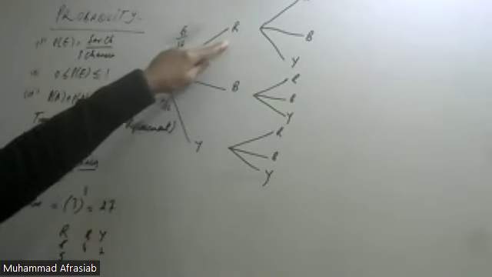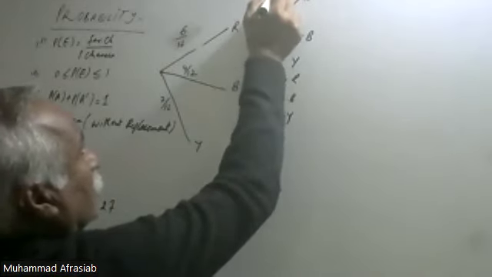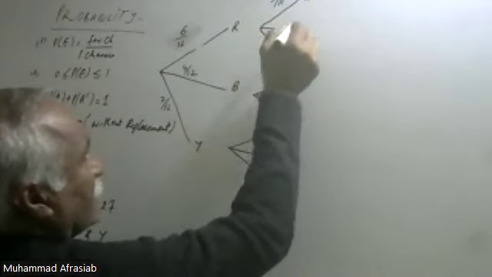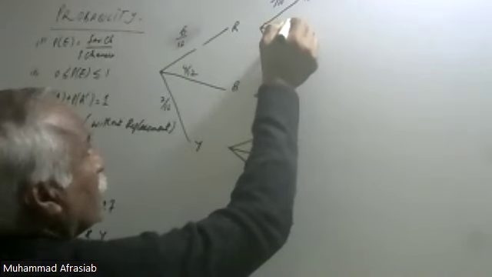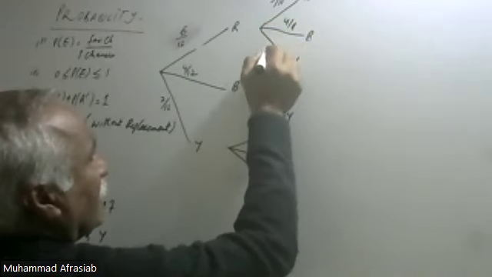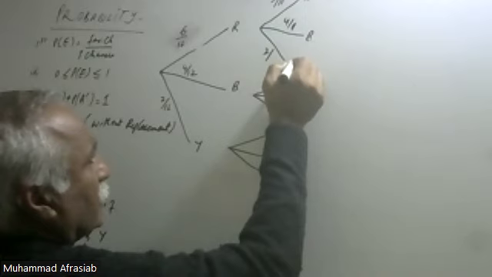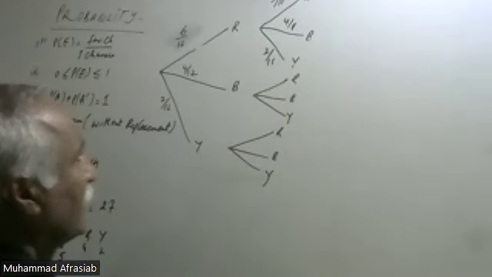red, blue, yellow, 6, 4, 2. Now one ball is drawn, so it should be left there 5. So if the red ball is drawn from that bag, then total number of balls will be equal to 11. Now red will be equal to 5 by 11. The blue will be equal to 4 by 11, and for yellow it should be 2 by 11.